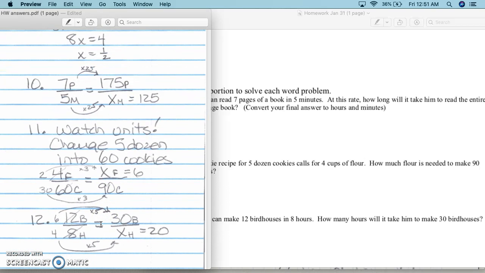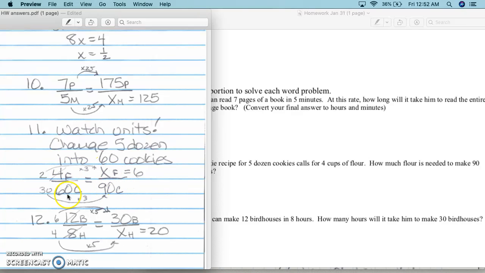We had to change 5 dozen cookies into 60 cookies. We got that by saying 5 times 12, right? There's 12 cookies in a dozen. So 12 times 5 is 60 cookies. So I have 4 cups of flour, F, for every 60 cookies, C. That is equal to how many cups of flour for 90 cookies?